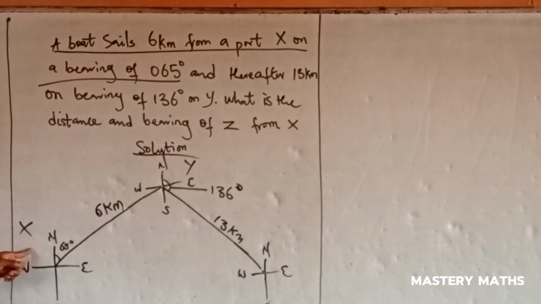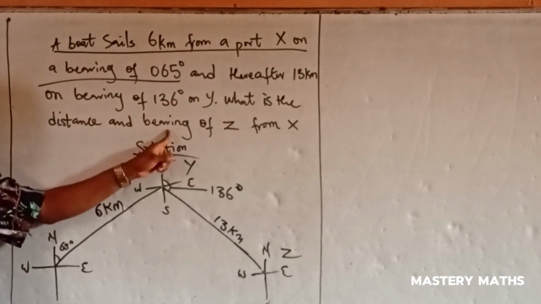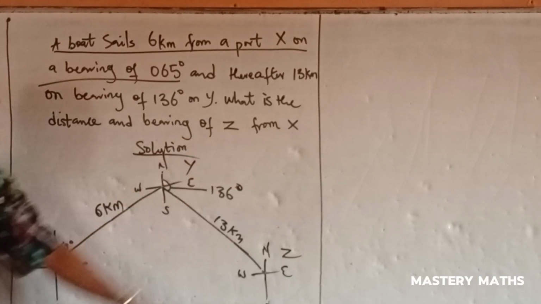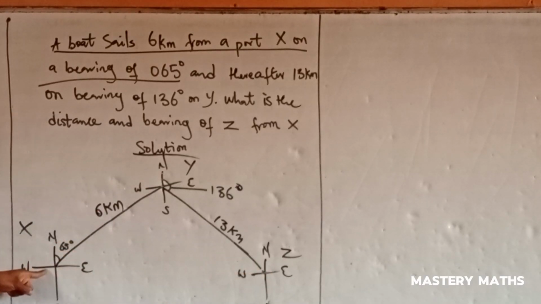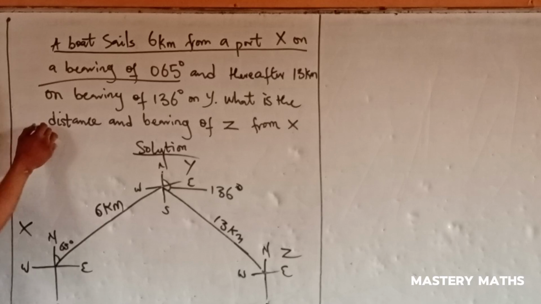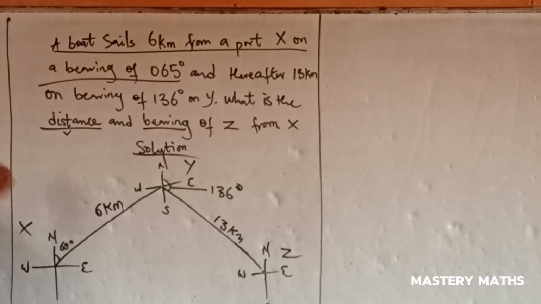Now, we've gotten our X, Y, and we call the next one Z. The question is, what is the distance and bearing of this Z from X? First, we want to take it one after the other. We need to look for the distance first before the bearing. Now, let's look for the distance. What is the distance of Z from X?